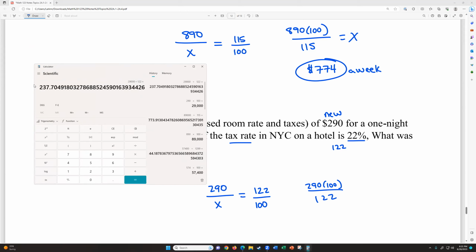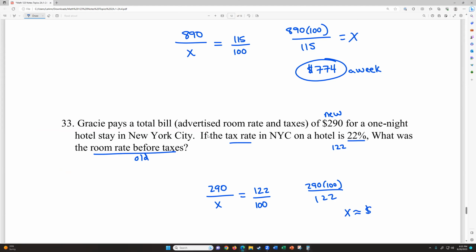something like money, because money usually is only either to the whole dollar or to the nearest cent. I would go with whatever format they already had the money in if they don't give you directions. So this 7 will get bumped up to an 8 because of the 7 behind the decimal. So X is approximately $238, which is what they would have paid before the taxes for that room.